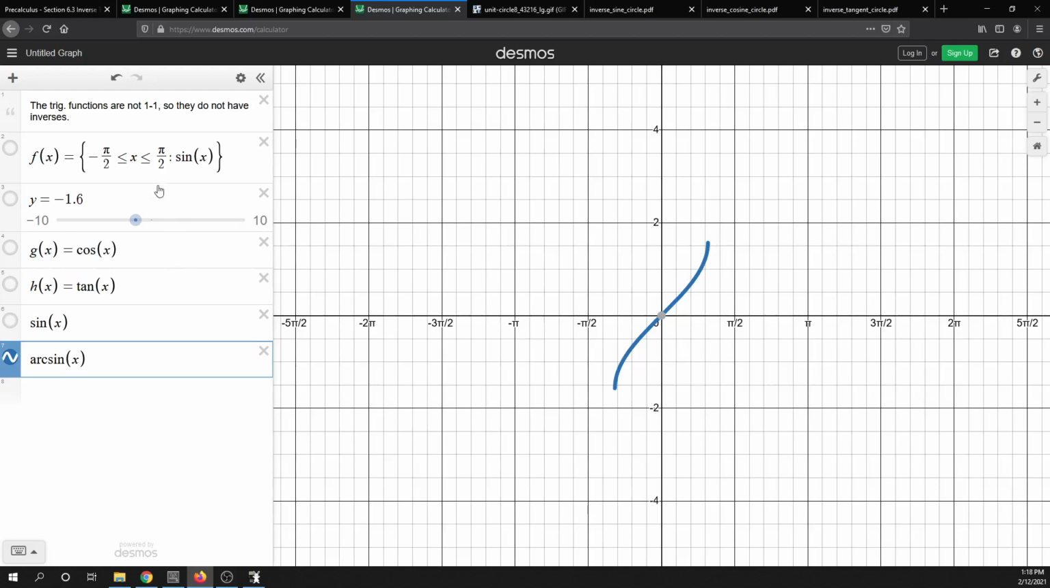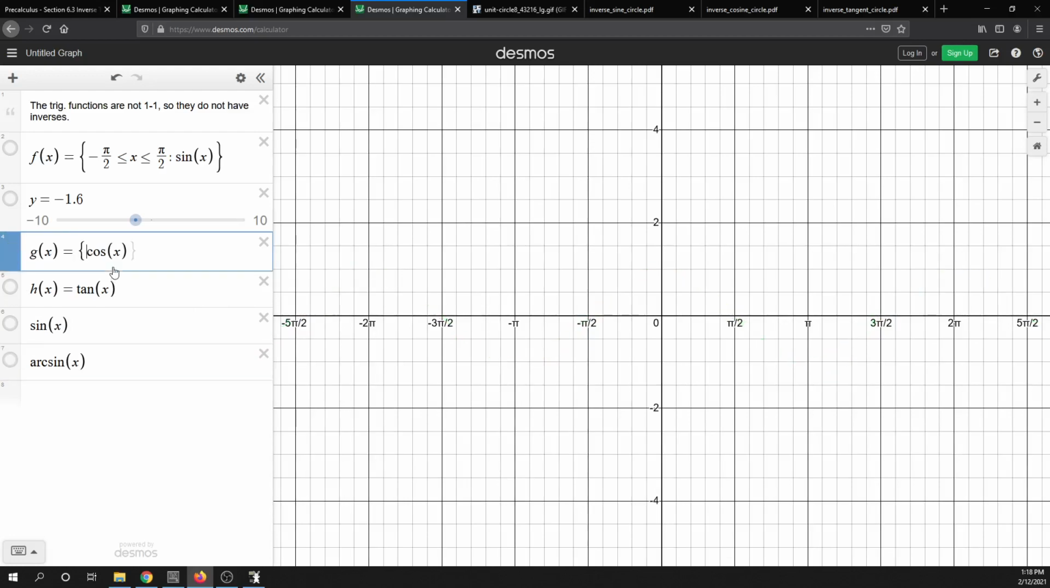And so we're going to talk about the inverses of the other functions as well, the cosine function. Again, it is not one-to-one, at all. So they play the same trick, and they cut that down from 0 to pi. So they just use this piece right here. And that part is one-to-one, and so it has an inverse.